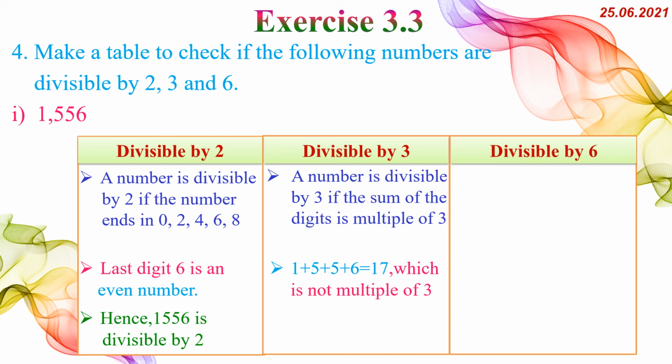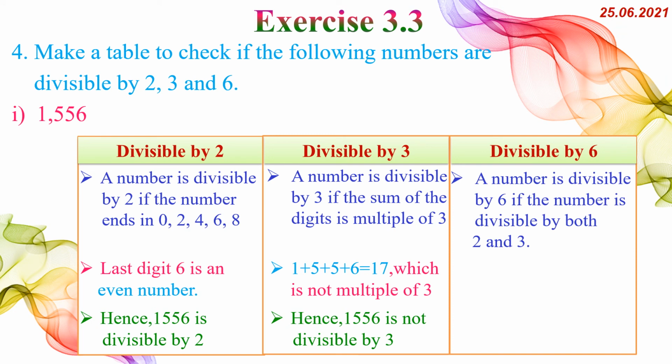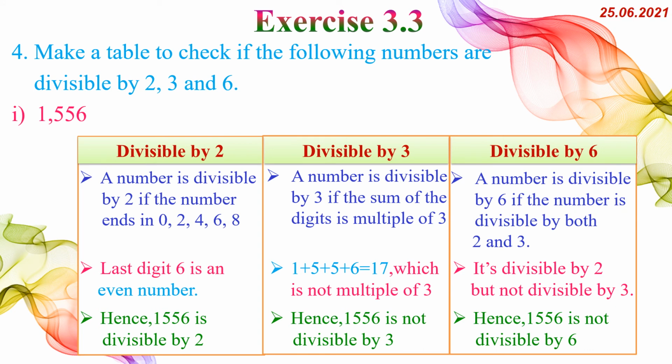So therefore 1556 is not divisible by 3. Here, a number is divisible by 6 if the number is divisible by both 2 and 3. So here the given number is divisible by 2 but not divisible by 3. Therefore, 1556 is not divisible by 6.